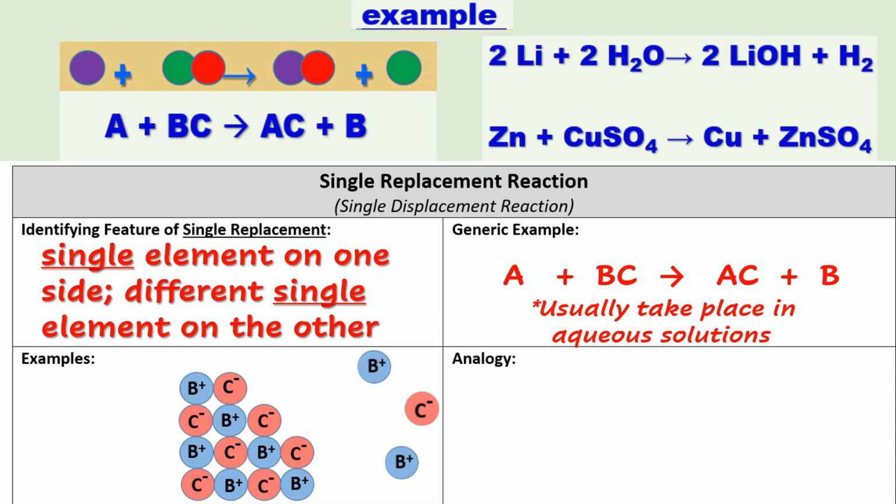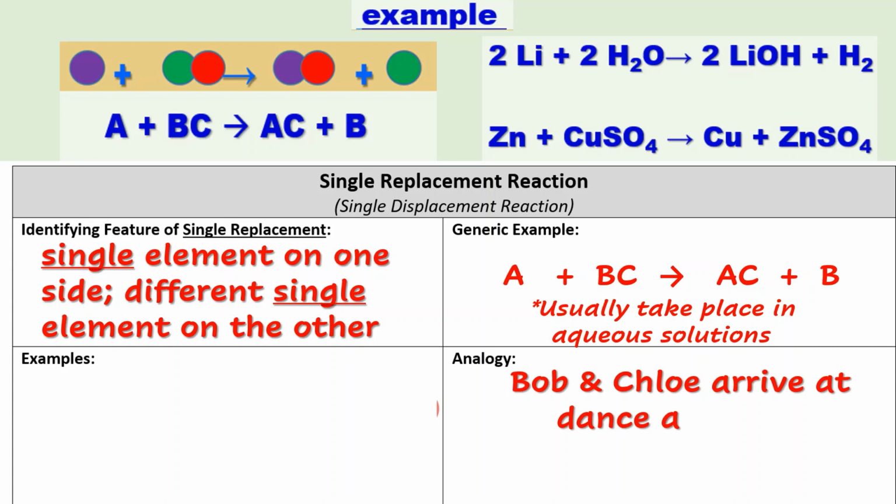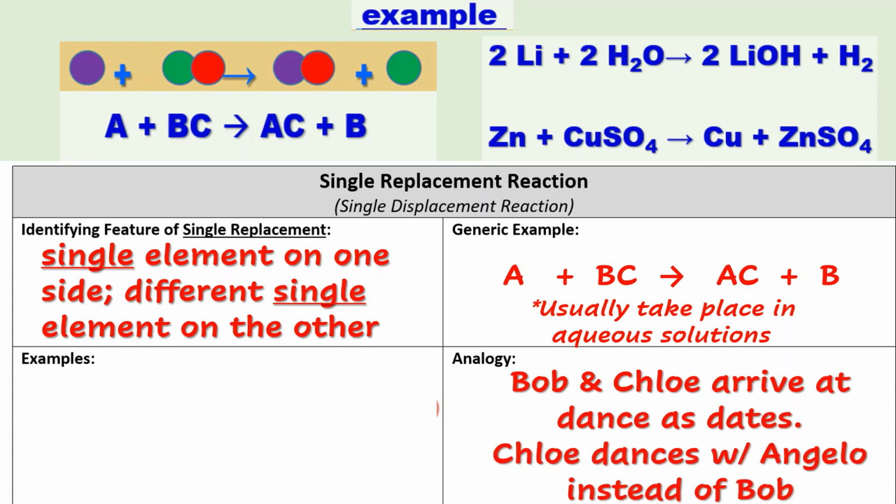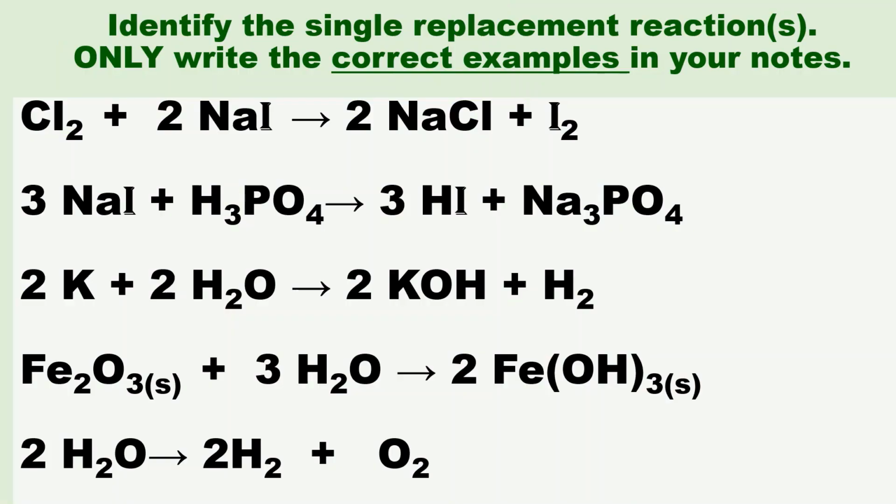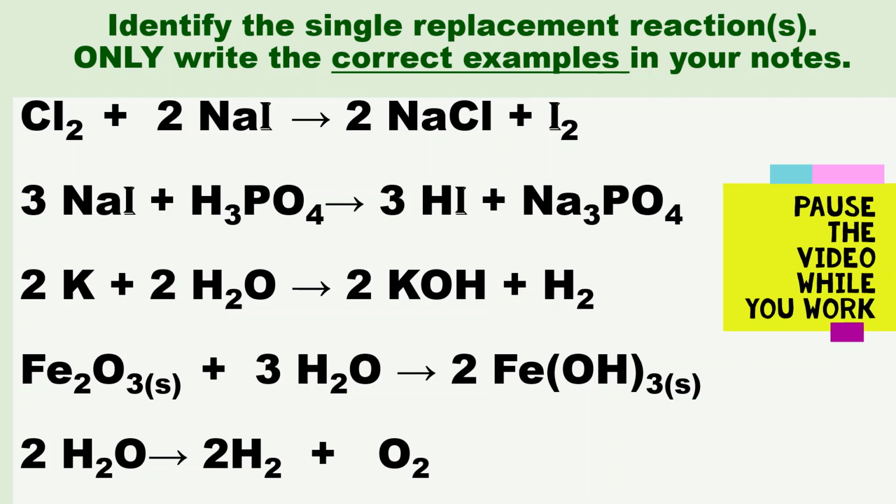A dance analogy for single replacement could be Bob and Chloe arrive at the dance as dates, and Chloe dances with Angelo instead of Bob. Angelo was single before, but after they switch places, Bob is single. Determine which of these reactions are considered single replacement. Pause the video while you work and restart when you're ready.